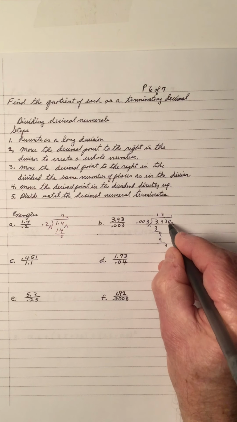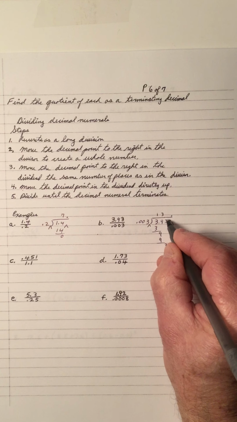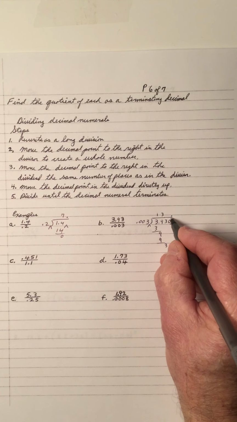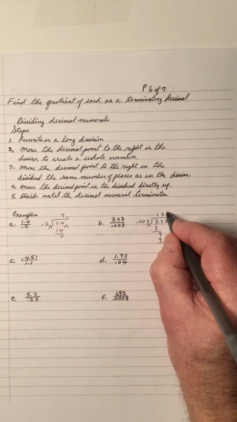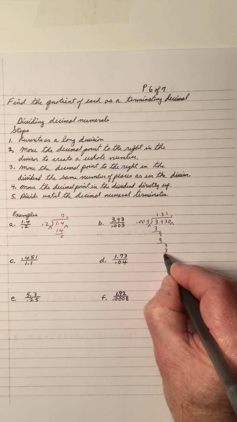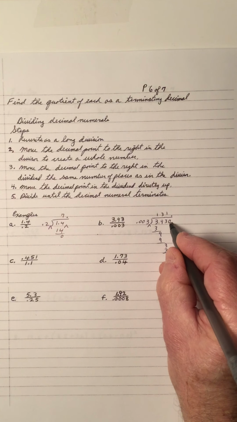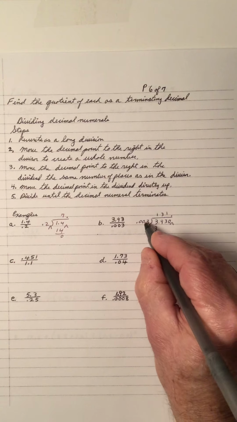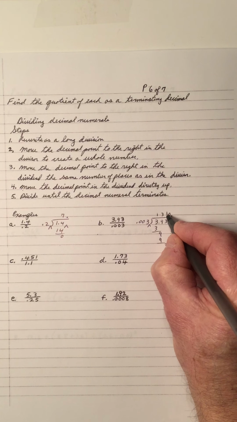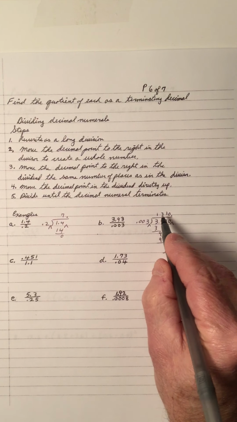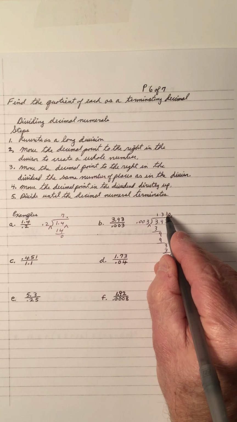You keep going until you get all of these used up, bring them all down eventually. 3 into 3 goes once, 3 1s are 3, subtract and get a 0. So you bring down this 0, 3 into that 0 is 0. So notice you have to keep going.